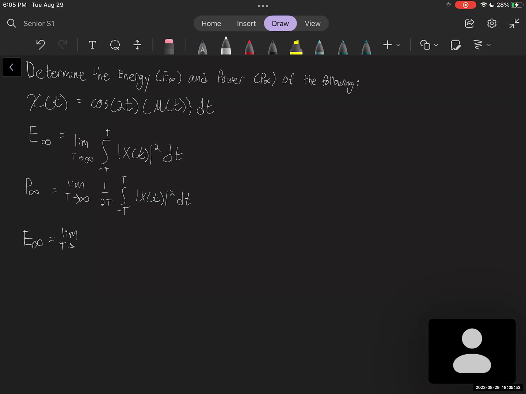So energy is the limit as T approaches infinity of the integral from negative T to T of the absolute value of cosine 2t times step function, squared, dt. Oh, I forgot. Have y'all learned about step functions yet? Go ahead and drop it in the chat, or just let me know. Exactly, we just did piecewise functions.